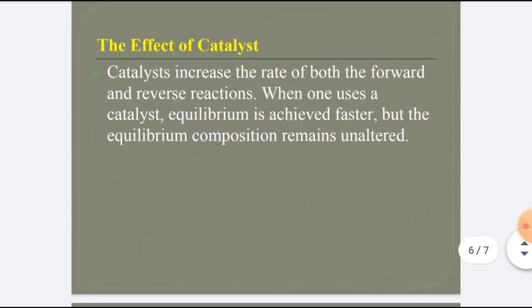And last one, the effect of catalyst. Equilibrium constant are not changed if we add a catalyst. The only thing that changes in equilibrium constant is the change of temperature. The position of equilibrium is not changed if we add a catalyst. A catalyst speeds up both the forward and backward reactions by exactly the same amount.